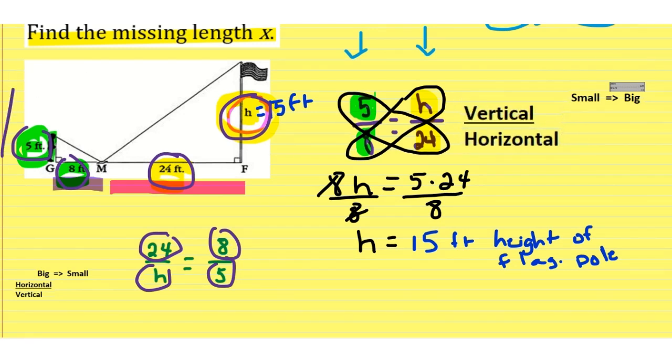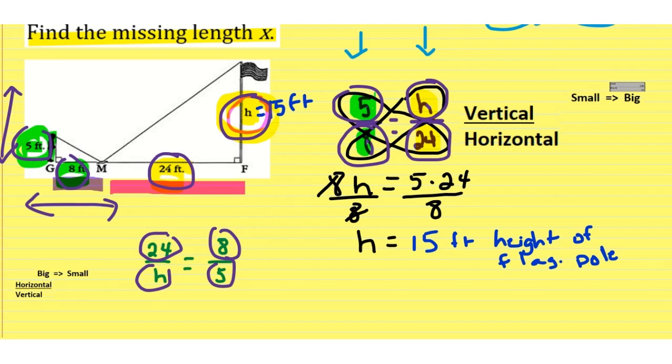So this is a vertical number, and this is a horizontal number. This was the vertical number, and the height is also vertical, of the flagpole, and the shadow is a horizontal distance, and 24 is a horizontal distance of the shadow.